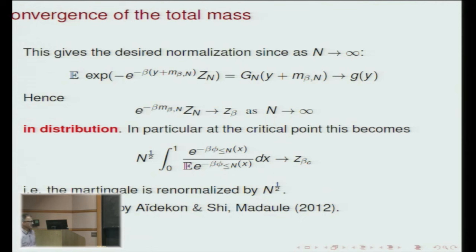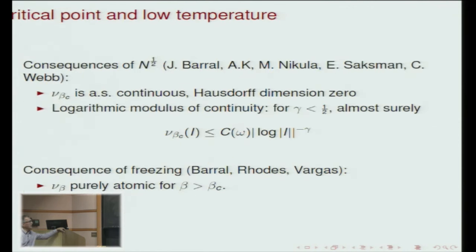There were similar results by Aidekon and Shi and Madaule also during the last year. Now, what are the consequences? Once you have that, then you can study the limiting measures. What we proved is that the limiting measure is still continuous. It's almost surely continuous, but barely so. It has only logarithmic modulus of continuity, and it has Hausdorff dimension zero. So it's very thin. It just barely makes it.